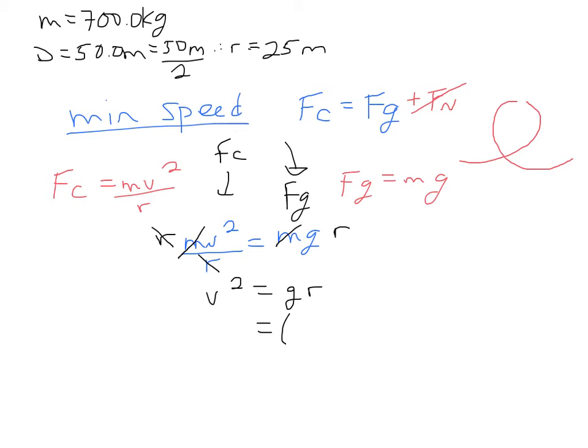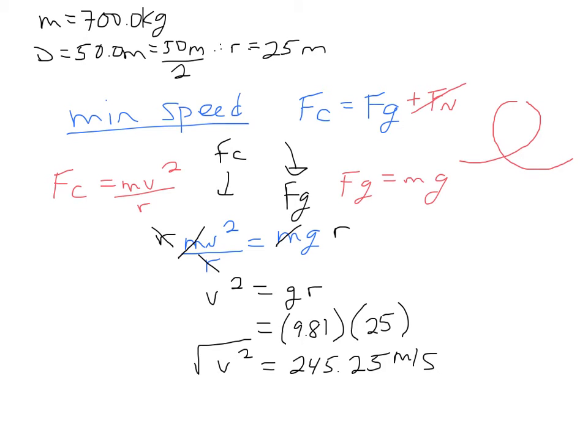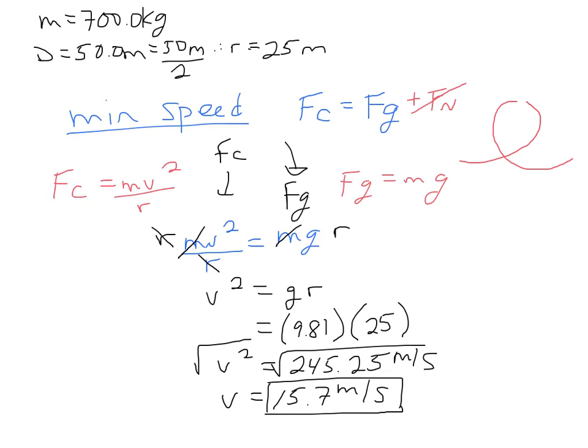So I know that my g is 9.81 meters per second squared, and I also know that my r, in this case, is 25 meters. This would give me that v squared is going to be equal to 245.25 meters squared per second squared. In order to get rid of my squared, I'm going to square root both sides, and that will give me that v is going to be 15.7 meters per second. And that's the minimum speed for the roller coaster.